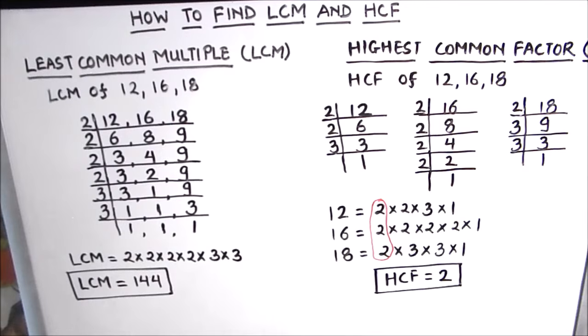So this is how we find the LCM, the least common multiple, and the HCF, which is the highest common factor, of the numbers.